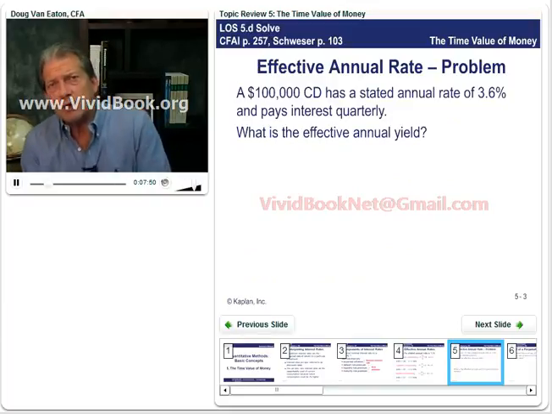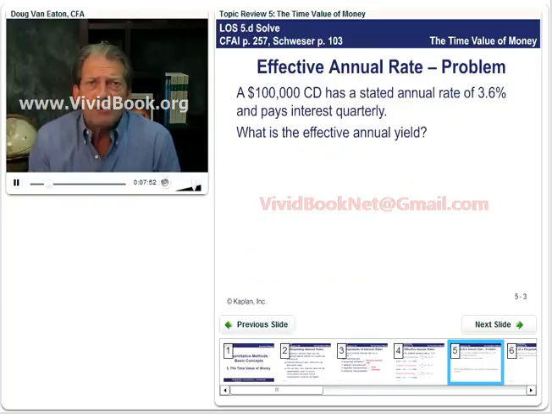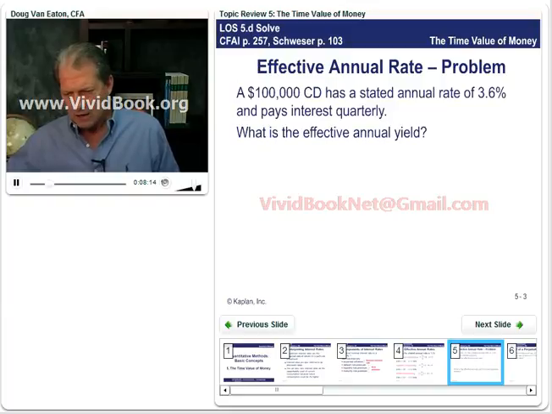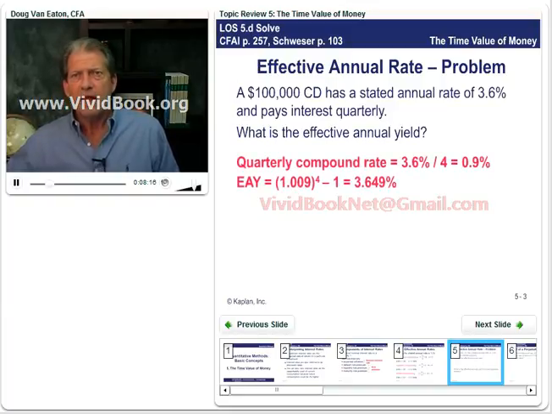So let's take a look at an example of a problem here. We've got a $100,000 bank certificate of deposit that has a stated annual rate of 3.6% and pays interest quarterly. What is the effective annual yield? Well, we've got a quarterly compounding period, so we're going to divide that stated annual rate by 4. And we'll get a quarterly compound rate of 0.9%.